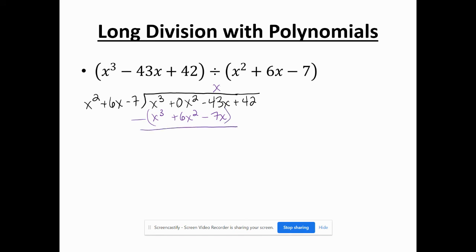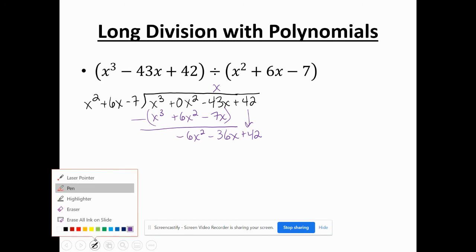Those cancel. 0 minus 6 is a negative 6x squared. Negative 43 minus a negative 7. Oof. Okay, so negative 43 plus 7, that's going to give me a negative 36x. Oh, it's interesting. Okay. And then I only have 2 terms here, but I have 3 out here. So I'm going to drop the 42 so that I have 3 terms.